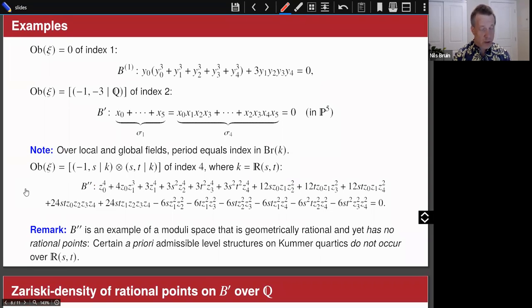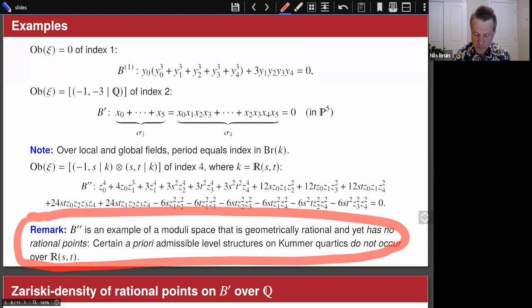So this leads to an interesting observation, perhaps, and that is that B double prime here is an example of a moduli space that's geometrically rational. That's still the case. It's a Burkhardt. And yet it has no rational points, certainly not in the locus that's not in the boundary of its moduli interpretation. But in fact, if you blow up the singularities, you wouldn't be able to have rational points there either.